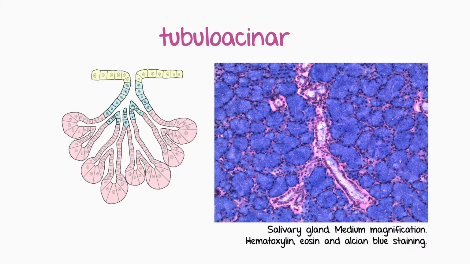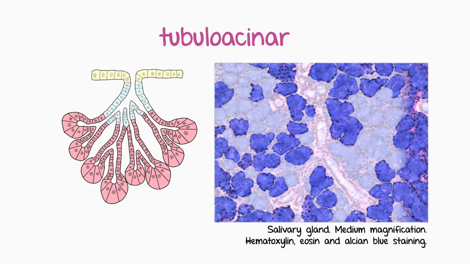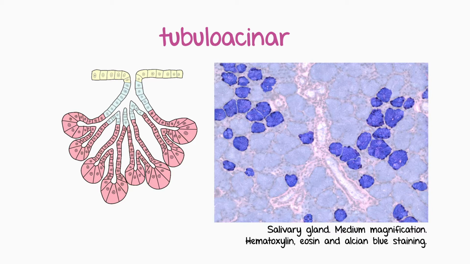One can notice that both in the schematic drawing and the histological slide, the secretory portion is well developed. The schematic drawing shows that the secretory cells are structured in tubules which connect to spheres. On the histological section, we identify these tubules and these acini.